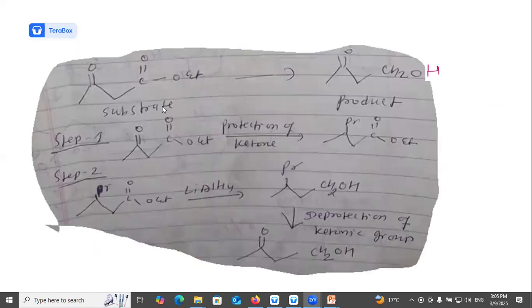See, in this example we have two functional groups, the ketone and the ester. Ketone and ester have a similar carbonyl functional group. That's why, for the conversion of the ester into alcohol, we should protect this ketone. In the first step, the ketone is protected, and then in the second step we hydrogenate the ester into alcohol. Then we deprotect it back to the previous condition of the ketone.